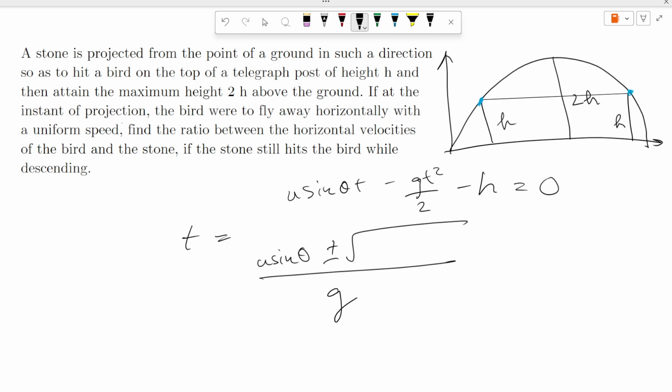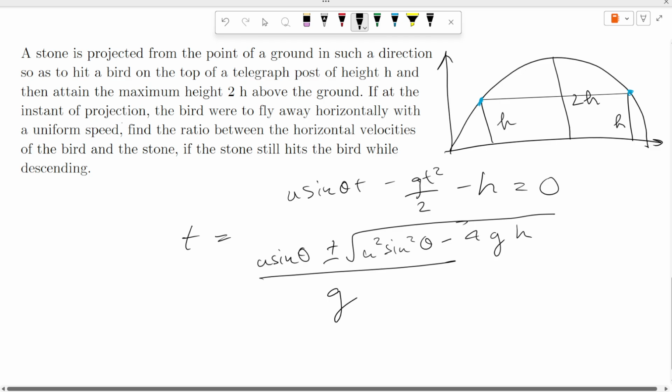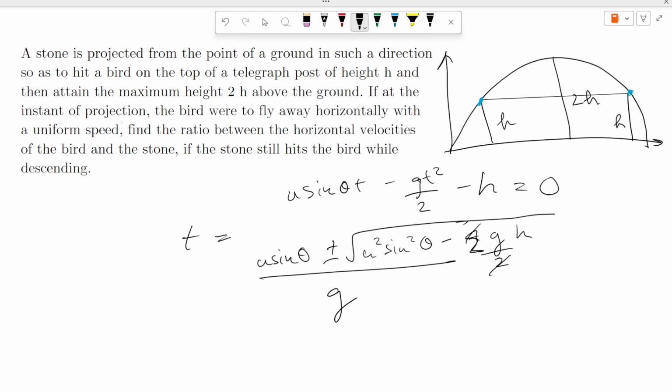Then what we get is u square sine square theta minus 2gh. So it's going to be 4gh upon 2, which becomes 2 instead, right? This is what we are going to deal with. Just give me a second. Let me recheck my calculations once.